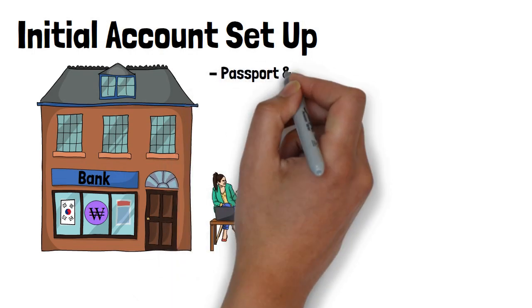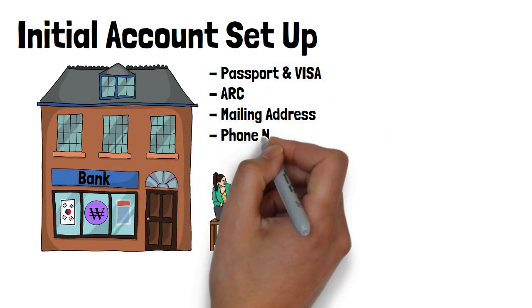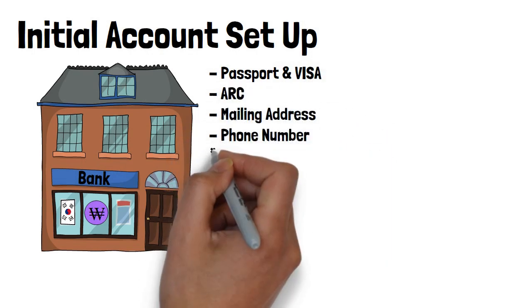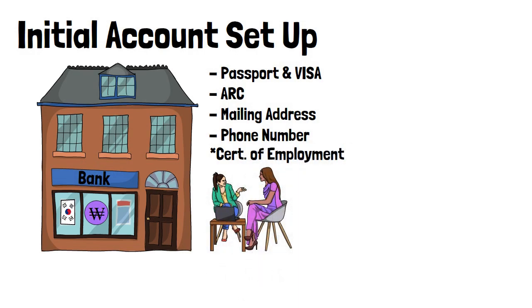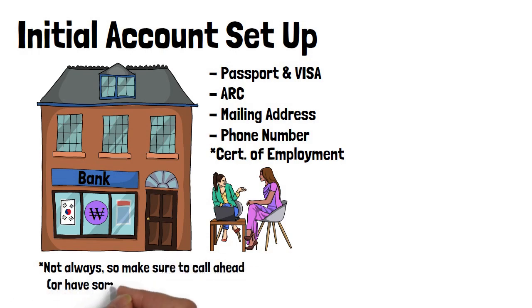Usually it's something like a passport and visa, or your ARC if you have it, your mailing address if you don't have your ARC with you, your phone number, and for some banks you may need a certificate of employment, but once again, call ahead, see what you actually need.